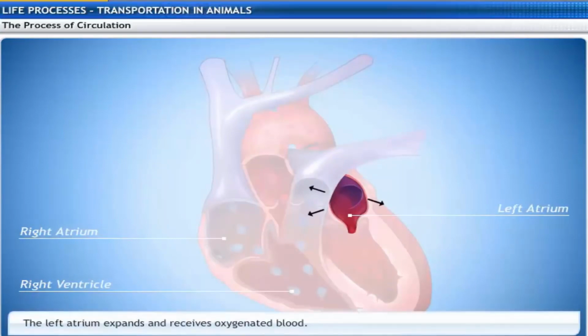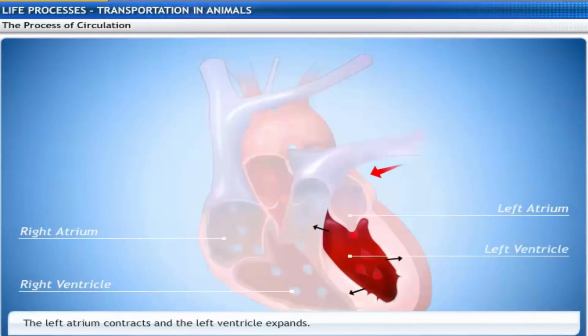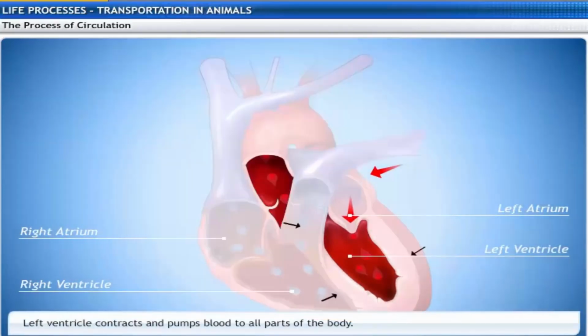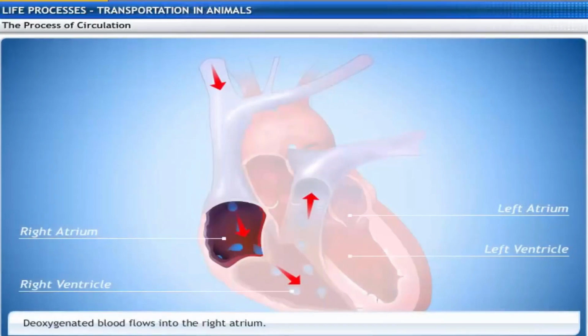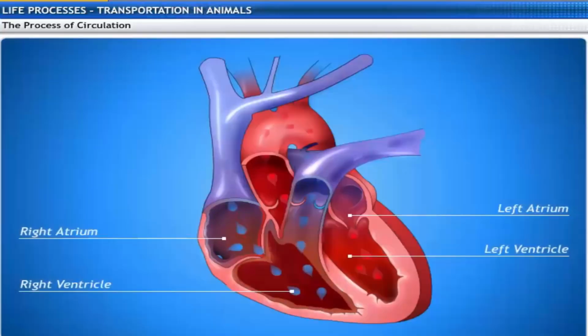The left atrium relaxes when it is collecting the blood from the lungs. It then contracts while the left ventricle expands so that the blood is transferred to it. Now the muscular left ventricle contracts in order to pump blood to all parts of the body. Deoxygenated blood from different parts of the body flows into the right atrium of the heart once again. This is how the heart helps in the circulation of blood.